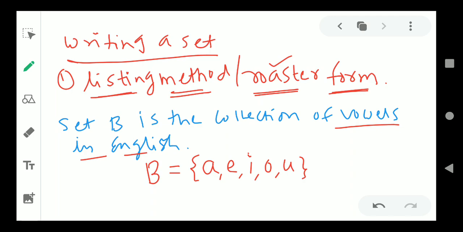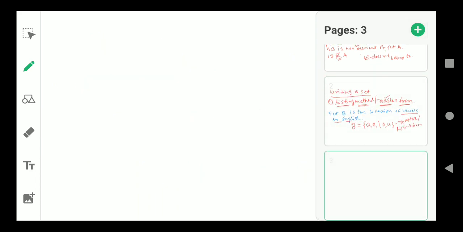Here you can see all the elements are written in the form of a list. So this is called roster form or listing method. So this is the first method of writing a set. Next method is called rule method. Now be careful here. Rule method is also known as set builder form.